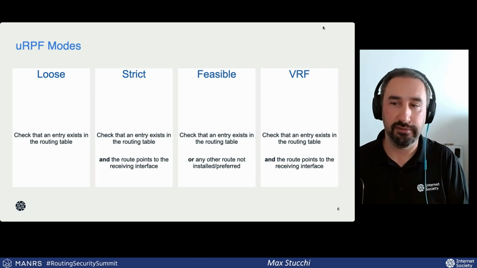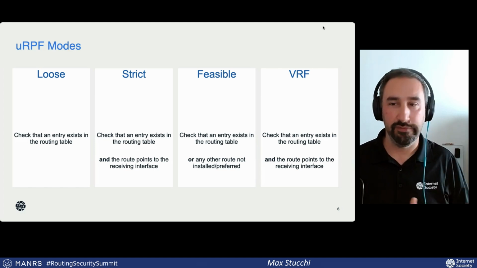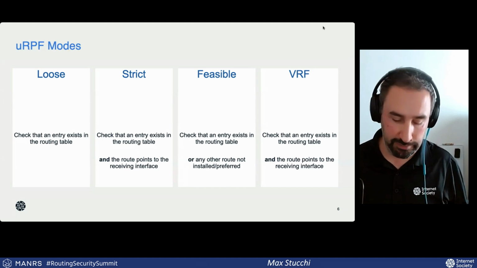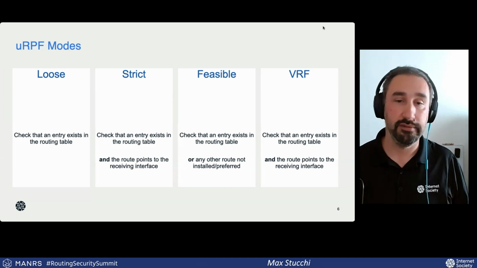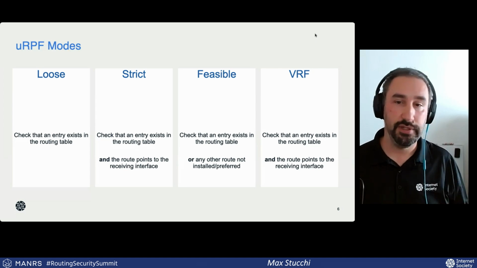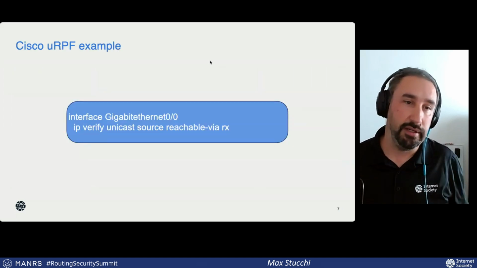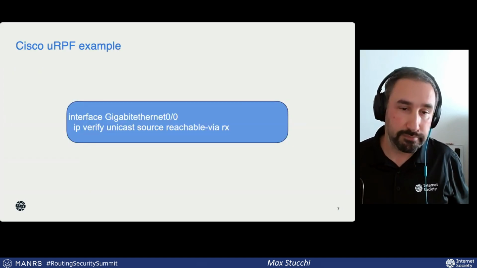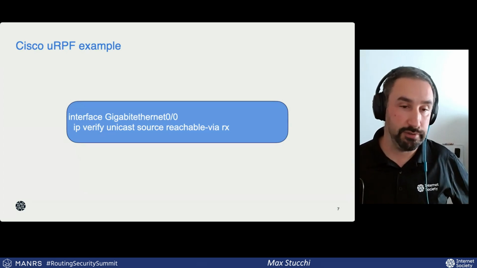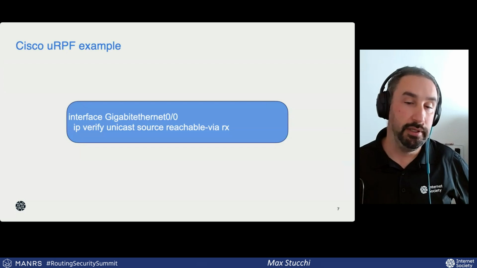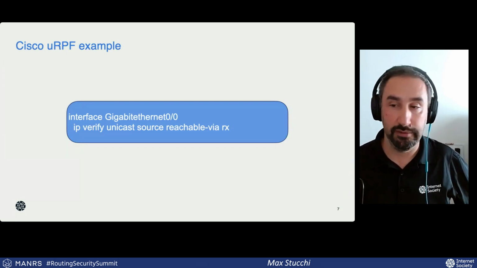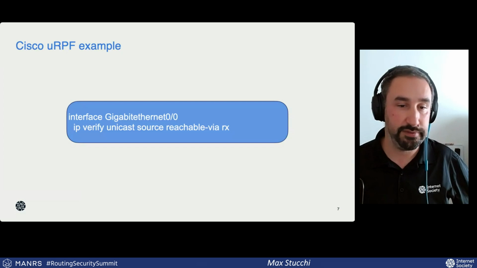And we all know that a lot of traffic comes via asymmetric routing. So just the recommendation is to not do that. So just enable strict towards your customers. And here we have an idea of how you can do that. This is on Cisco, where you just go into the interface configuration. You tell it, just verify the unicast source and reachable via the received interface.